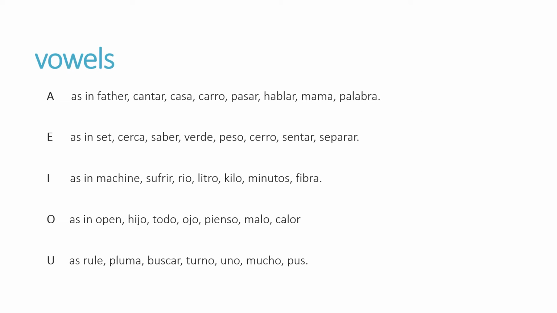Here we will get examples of the pronunciation of the vowels in Spanish used in different words. For the letter A, as in father: cantar, casa, carro, pasar, hablar, mama, palabra. E, as in set: cerca, saber, verde, peso, cerro, sentar, separar.